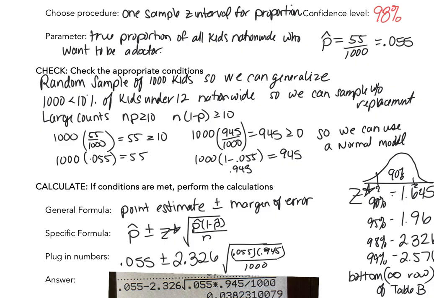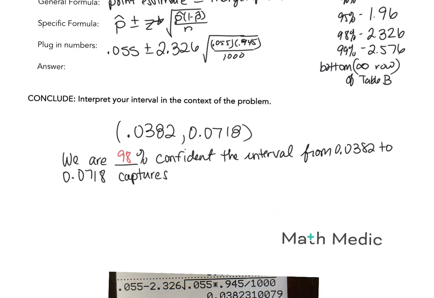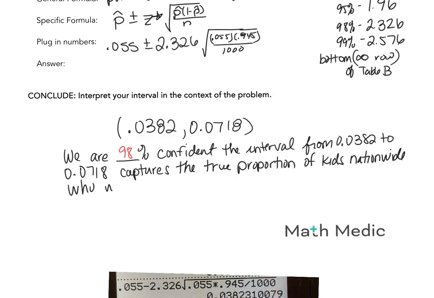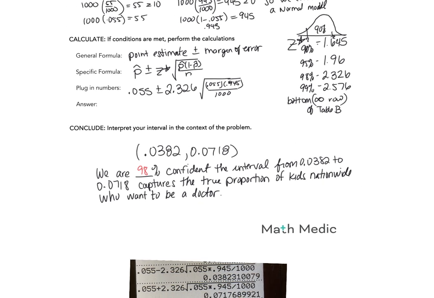And we're going to put that in the context of the problem. So captures the true proportion of kids nationwide who want to be a doctor. Okay. All right, and those are your 4 C's for your confidence interval.